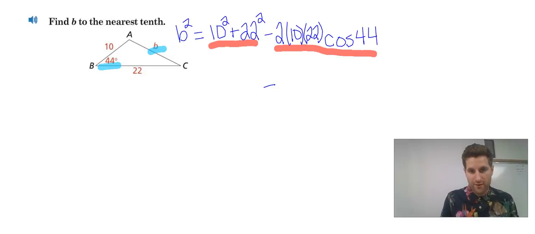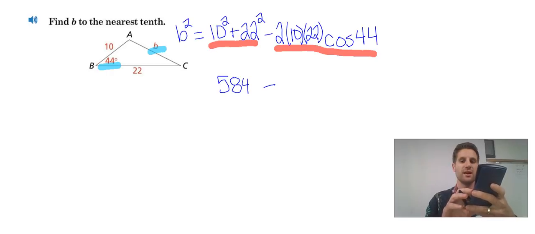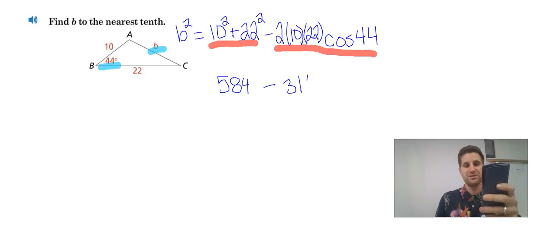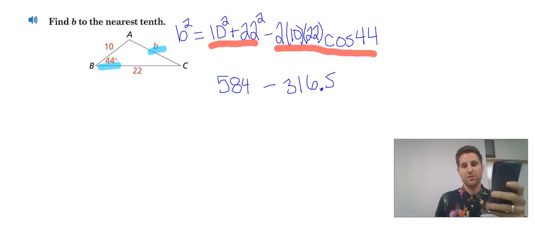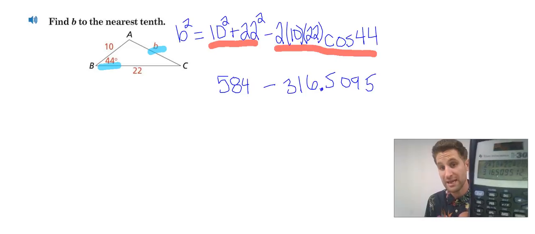and I get 584. Remember, multiplication comes before subtraction. That's why I'm going to do subtraction last here, and subtraction kind of gets really messy. So next I'm going to do 2 times 10 times 22 times cosine of 44. Now you could do this in your calculator all at once, but most of the time you're probably going to make a mistake. So you get 316.5. Okay, and we're going to the nearest tenth, but I'm going to throw on a couple extra. I like to usually go out to 4 decimal spots, but my secret is I save it in my calculator.